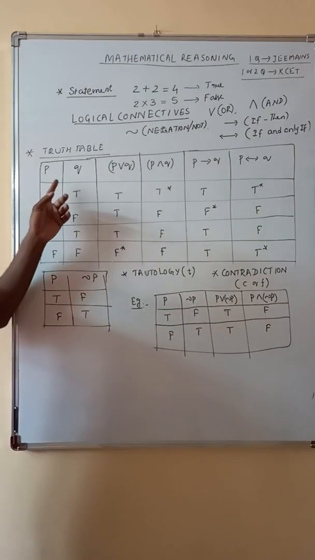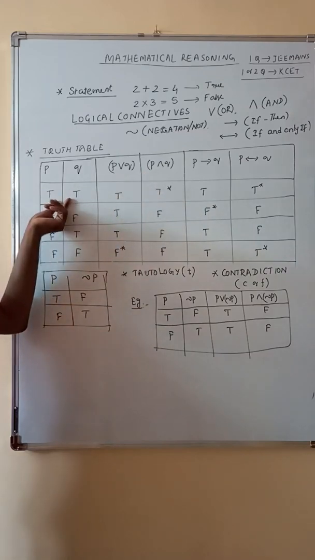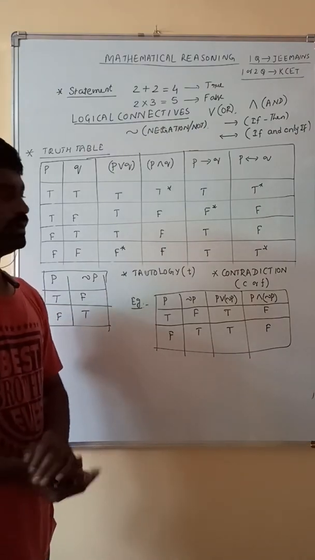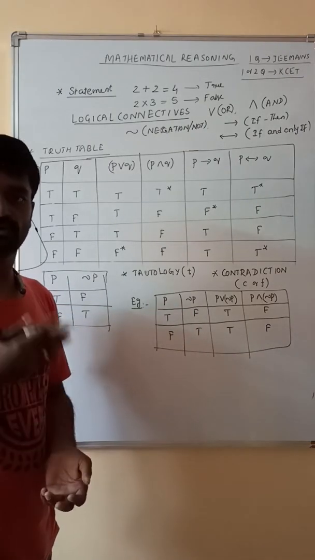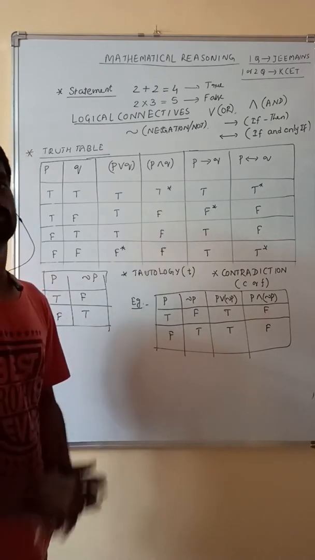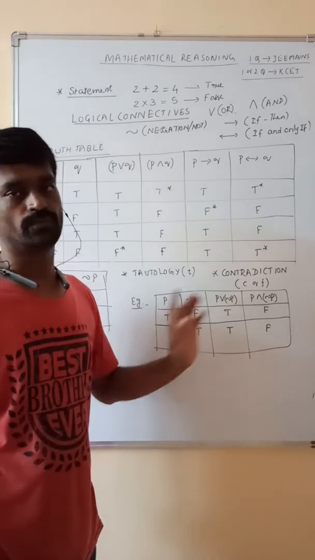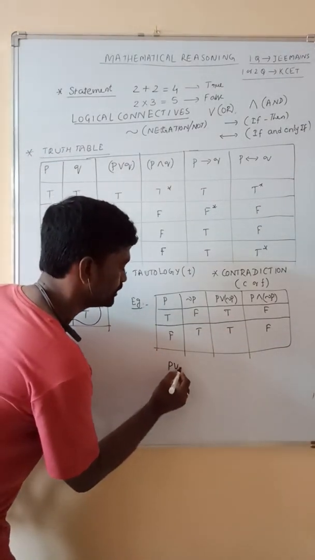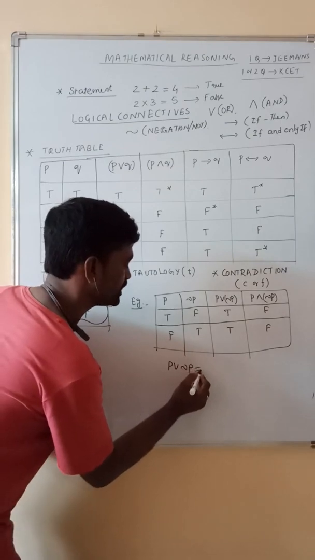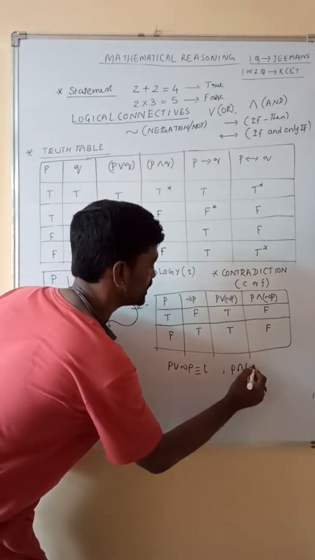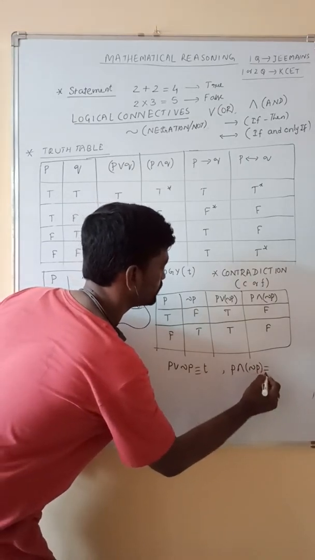Next, in AND, what is the rule? If both components are true, then only the compound statement P and Q is true. Here, in P and negation P, is it possible both are true at a time? No, never possible. That's why it is always false. So P or negation P is an example for a tautology, and P and negation P is an example for a contradiction.